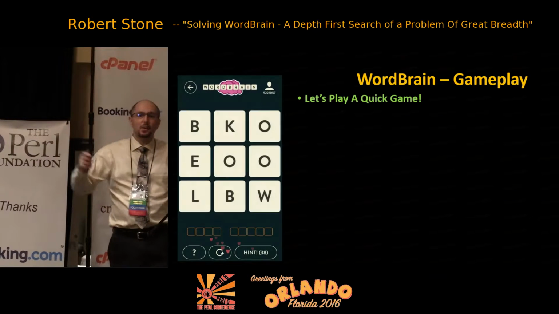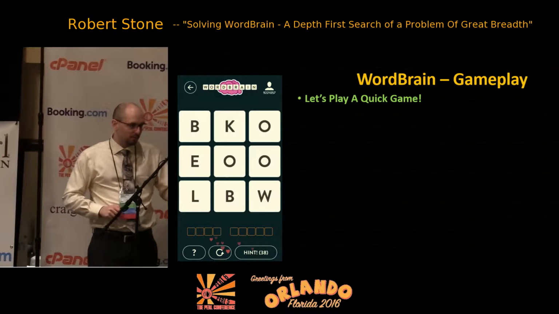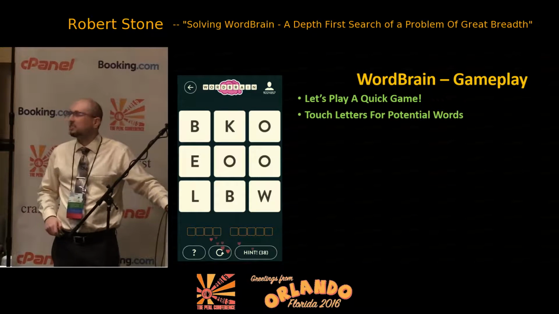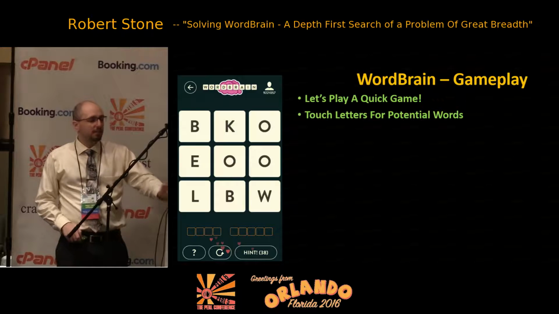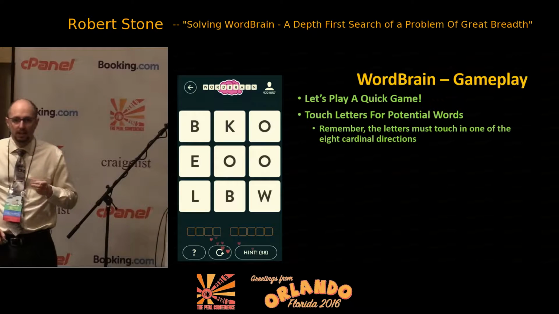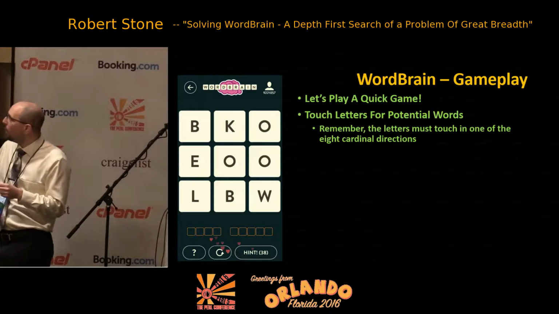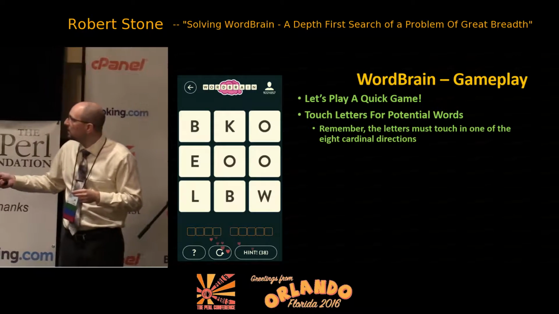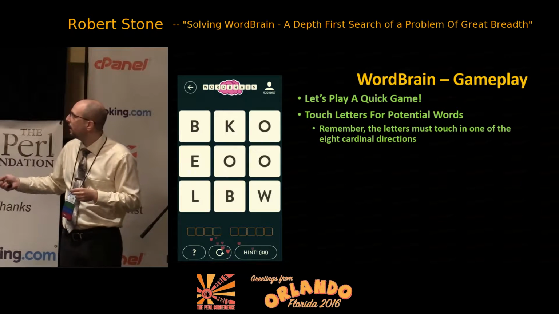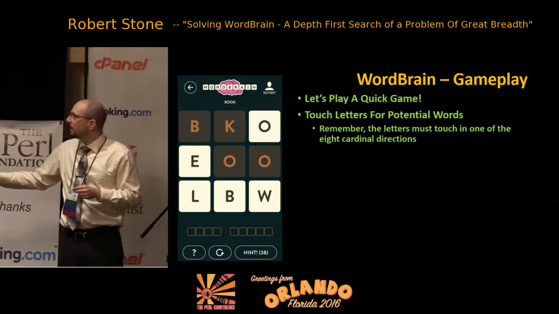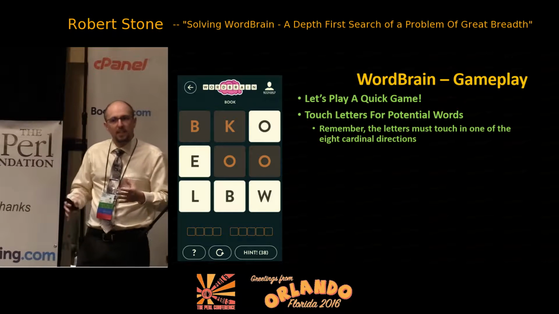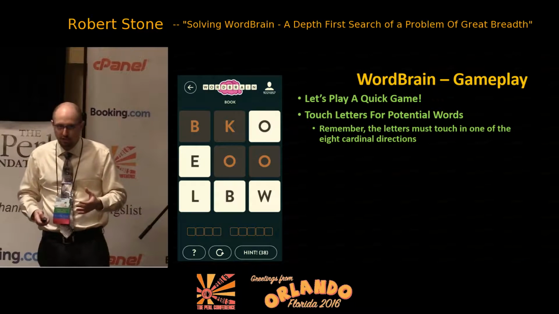So, let's play a quick game, now that we know the general rule. Here we have our grid. First thing we have to do is touch letters for potential words. Now, the thing that's significant here is that the letters must touch in one of the 8 cardinal directions. So, one word that pops out to me right away is book. I see that I can spell out B-O-O-K. And if I do that, you can see that's what happens when you select them. They take that color. Now I want to stress again, they have to touch in one of the cardinal directions.